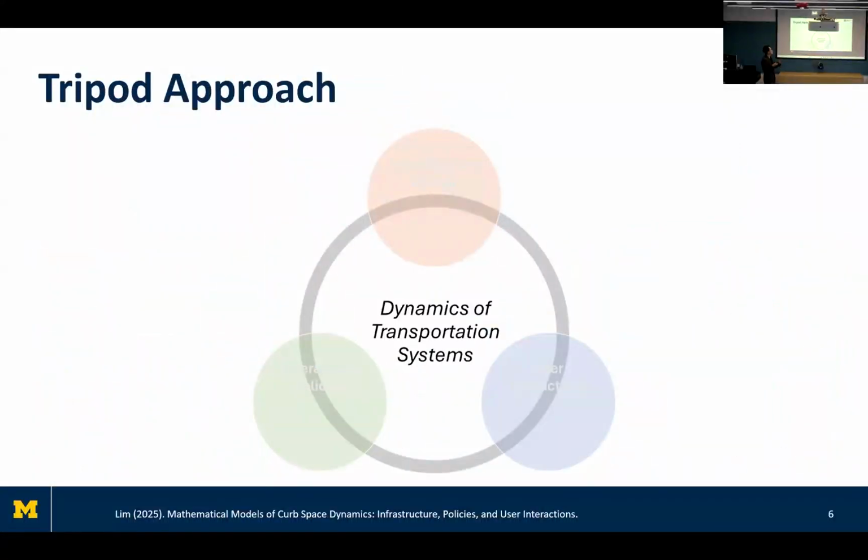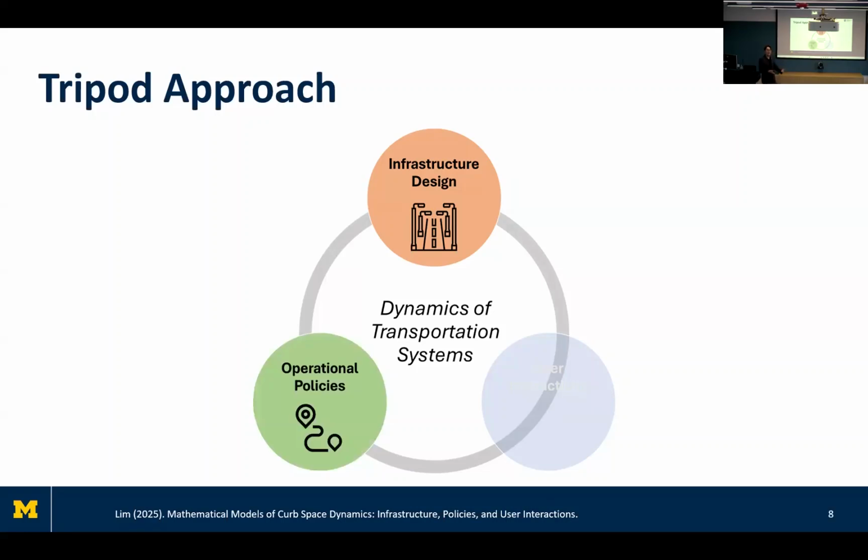So for this approach, to dissect the dynamics of transportation systems, I adopt the so-called tripod approach. I have three pillars that I always consider when I design these mathematical models. The first is infrastructure design. We want to integrate technology, and this technology-enabled infrastructure becomes a sort of playground for different modalities and service platforms. Second is operational policies. Then we have these modalities and services, and we want to see how they are going to operate so they can incentivize their programs and provide good services to the system.